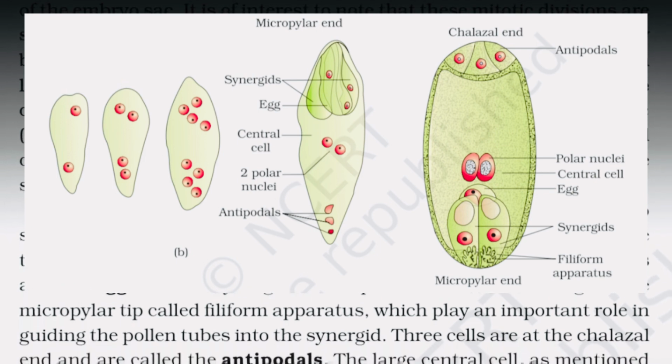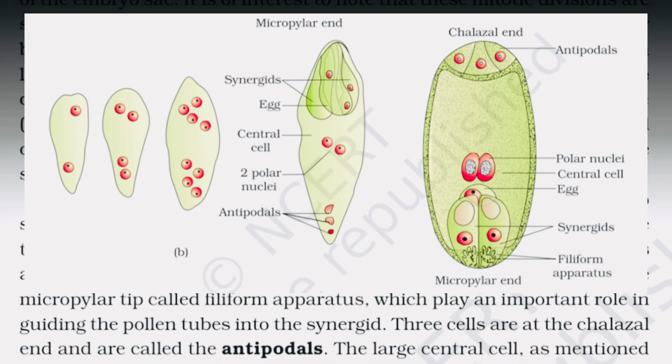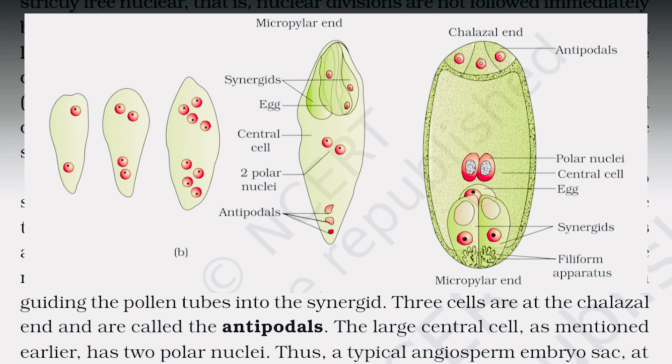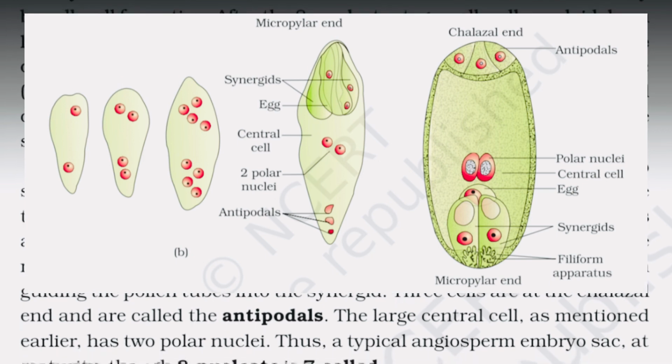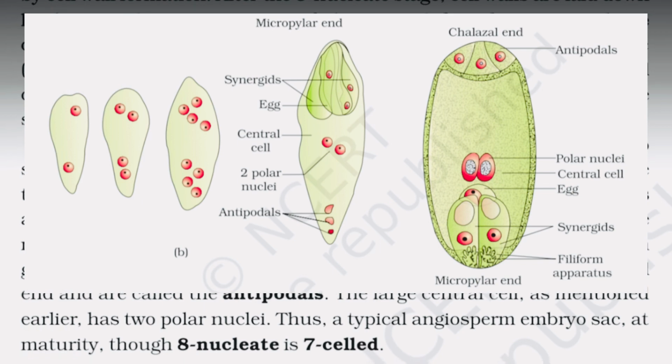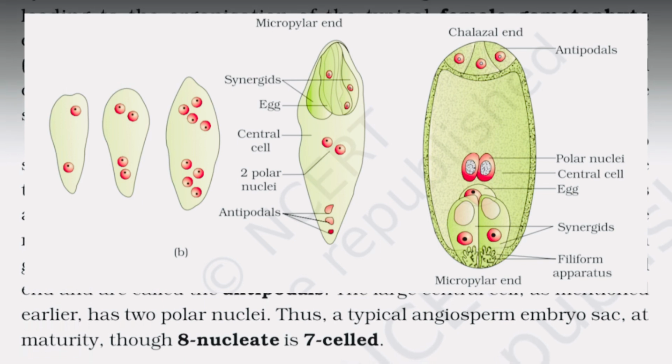3 cells are at the chalazal end and are called the antipodals. The large central cell, as mentioned earlier, has 2 polar nuclei. Thus, a typical angiosperm embryo sac, at maturity, though 8-nucleate, is 7-celled.